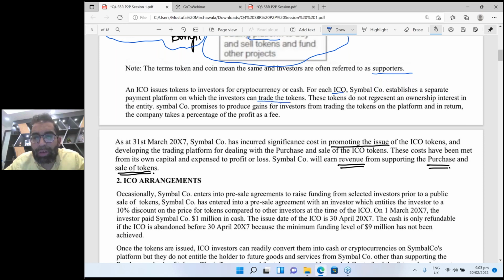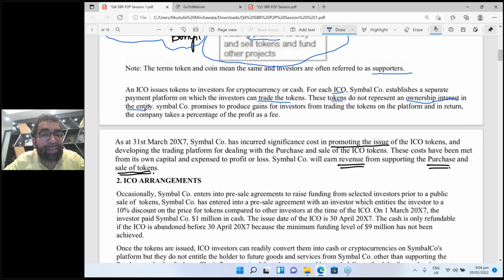These tokens do not represent an ownership interest in the entity. So listen, there are two words. One is IPO, initial public offering. Hope you know the shares. When a limited company issues shares, shares are equity instruments because shares give ownership interest to investors, but these tokens do not give any ownership interest to the investors. So that's why this is not equity at all.